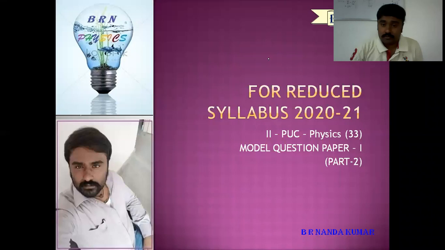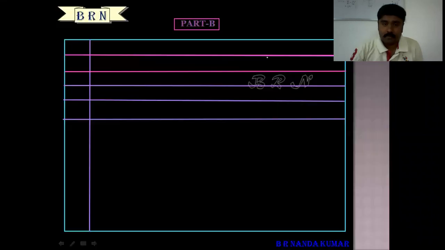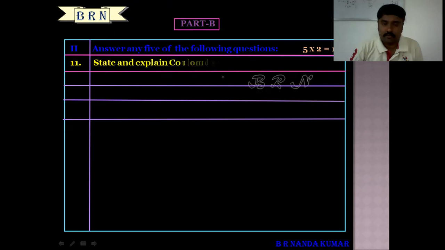So this is model question paper 1 part 2. So first question, let's see how it is. Look, answer any 5 of the following. There will be 8 questions, out of which only 5 questions we have to attend. State and explain Coulomb's law. So this comes in the first chapter, state and explain Coulomb's law.